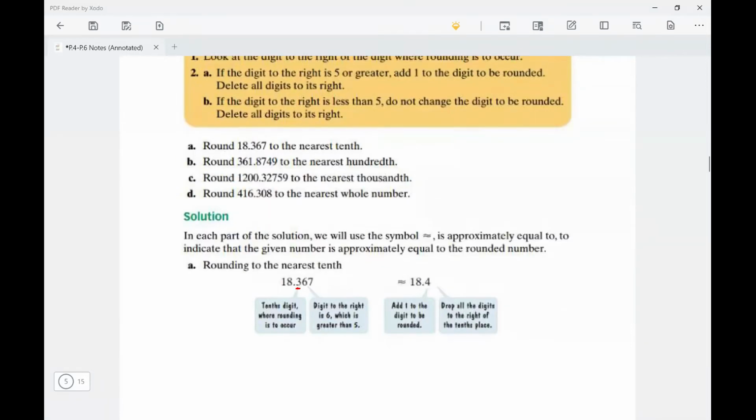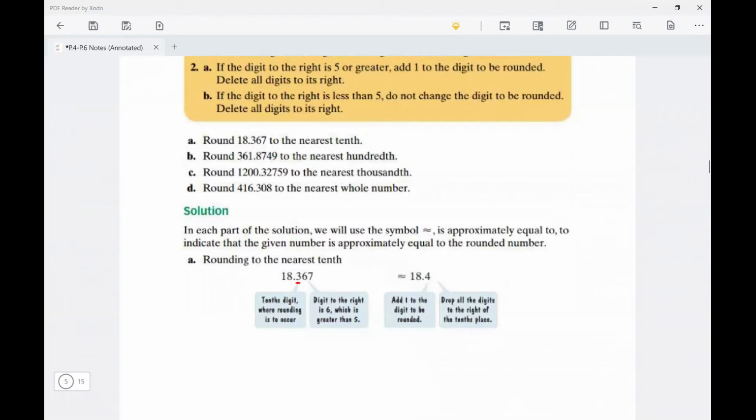Okay. For B, it's going to ask us to round to the nearest hundredth, right? So that's going to be the second decimal place over. Notice to the right, it's a 4, which is less than 5. So we're going to round down. So this is going to be approximately equal to 361.87.